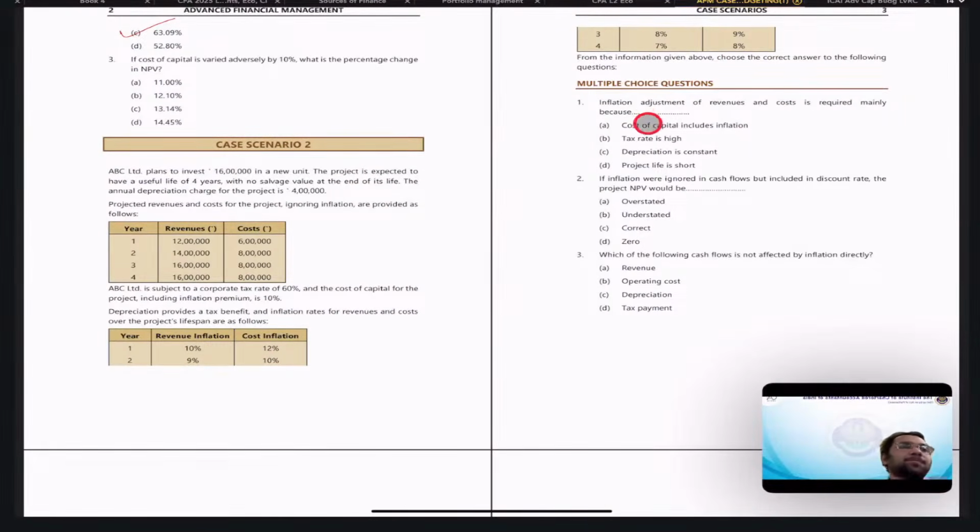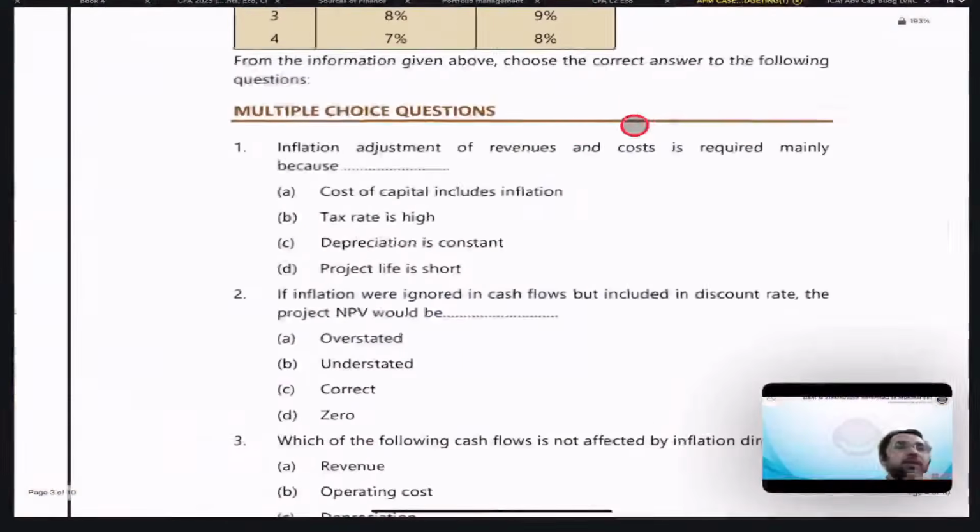Okay. First one, inflation adjustment of revenues and cost is required mainly because, why do we need to adjust the revenue and cost? The options are: cost of capital includes inflation, tax rate is high, depreciation is constant, project life is short. Of course, the correct answer is cost of capital includes inflation. Right? So the correct option over here is option A.